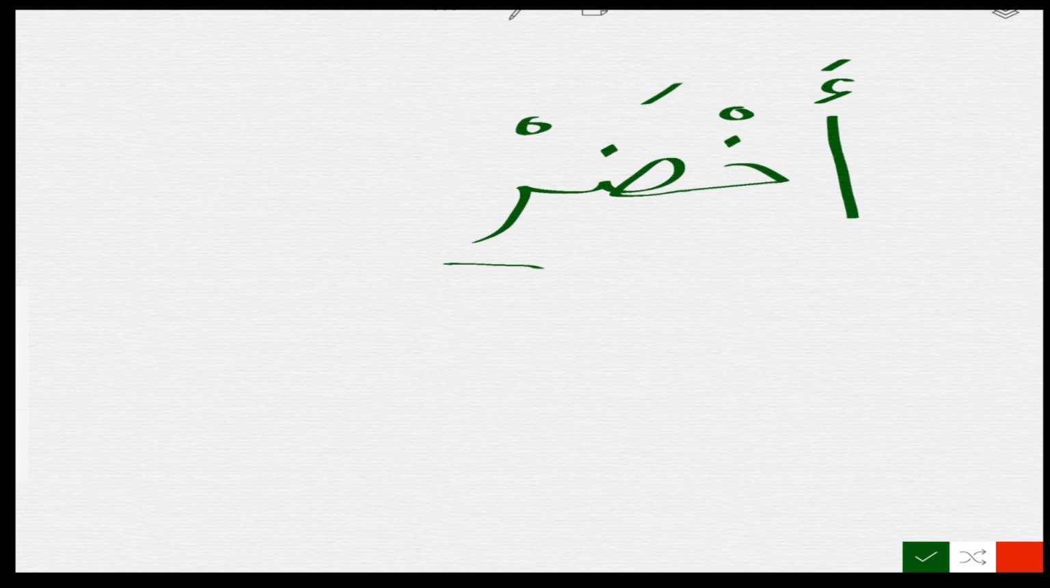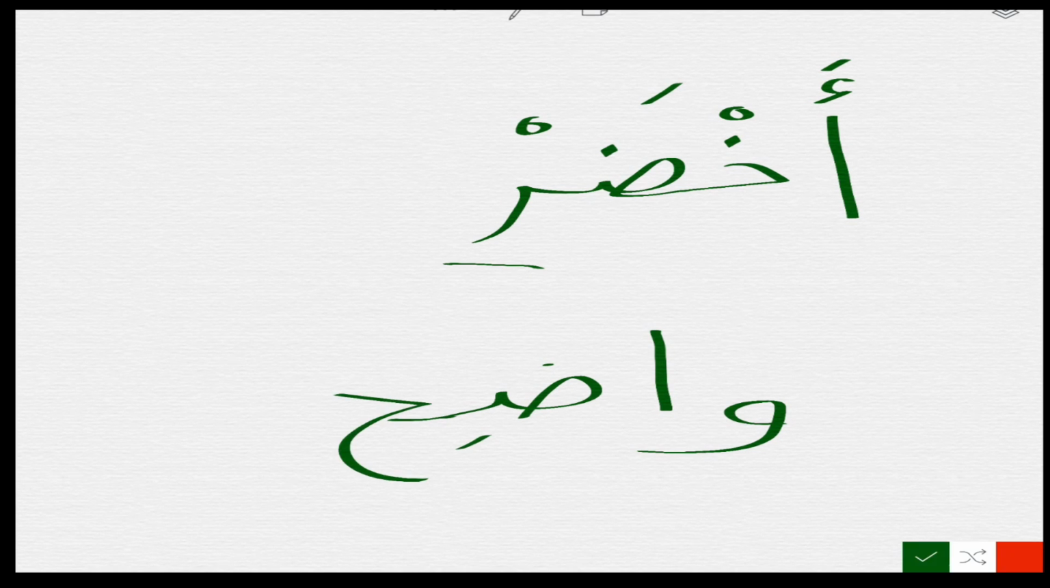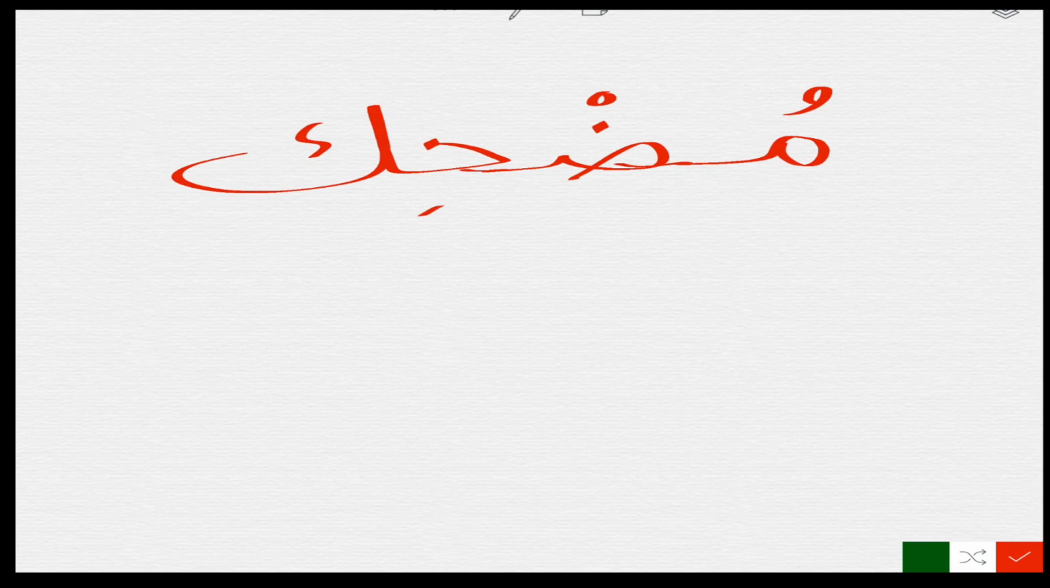Another example, the word clear or obvious. It's wadh. Wadh in Arabic means obvious or clear. Another example, the word funny. Mudhik, which means funny.